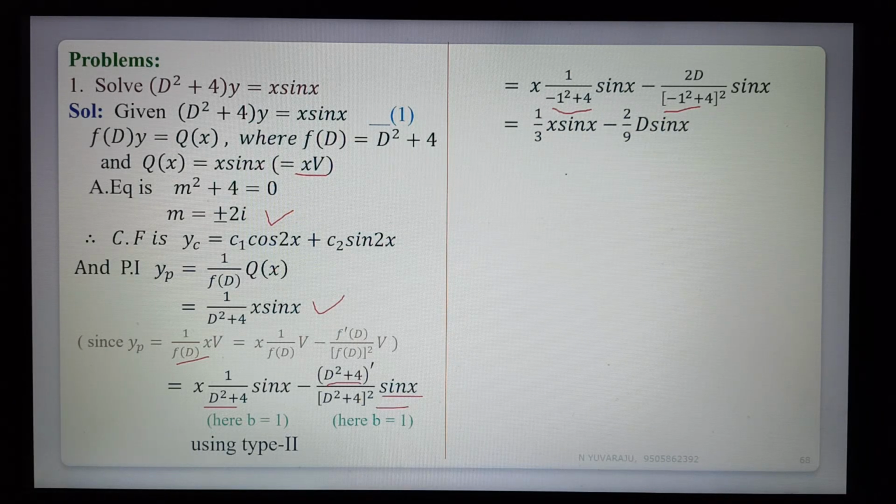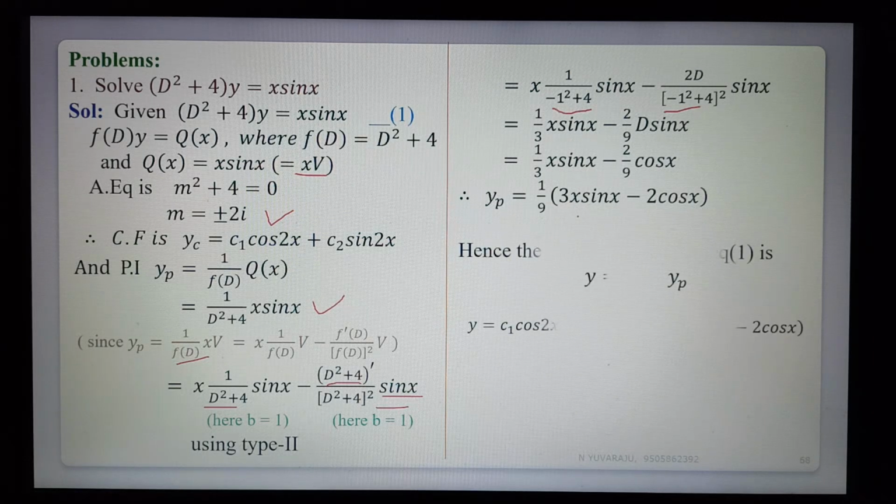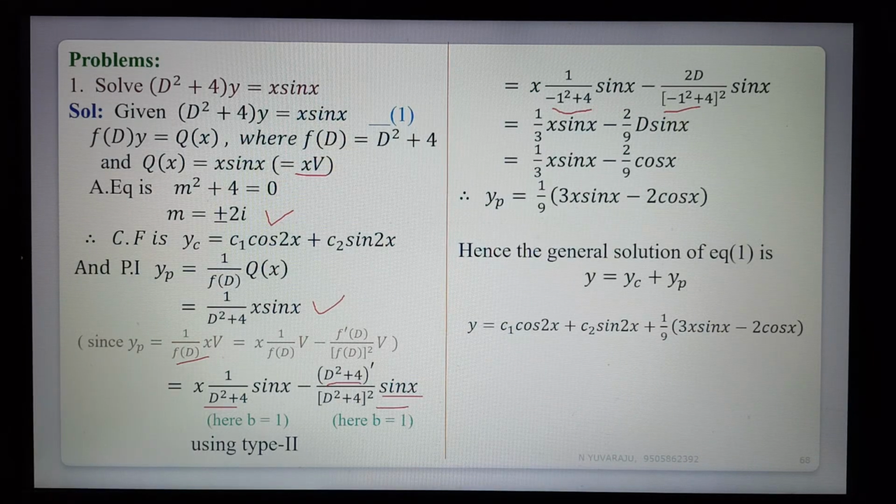So that is (1/3)x sin x minus (2/9)D sin x, the derivative of sin x. So (1/3)x sin x minus (2/9)cos x. So yp = (1/3)(3x sin x − 2 cos x). Therefore the general solution is yc + yp. So this is type 5.